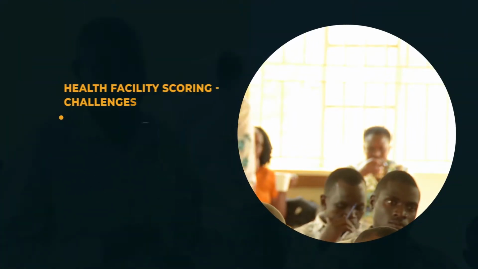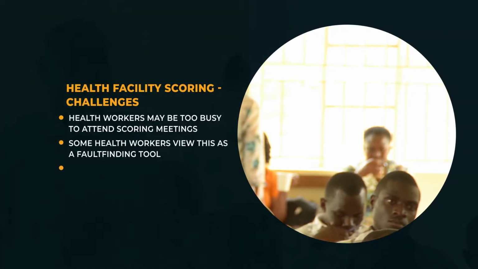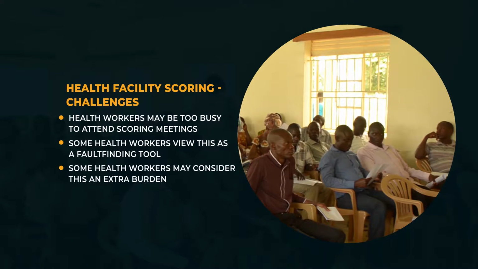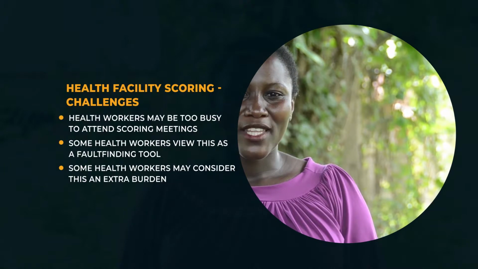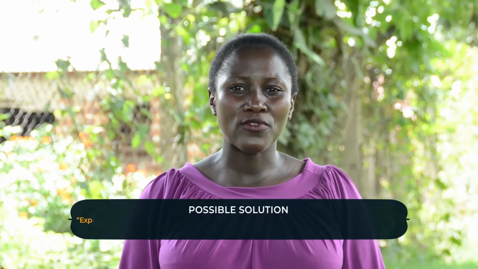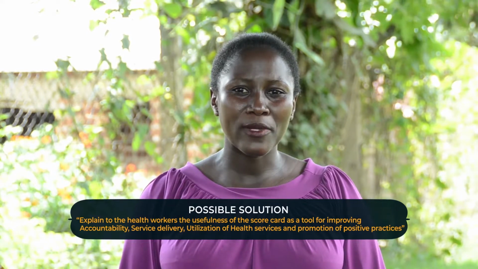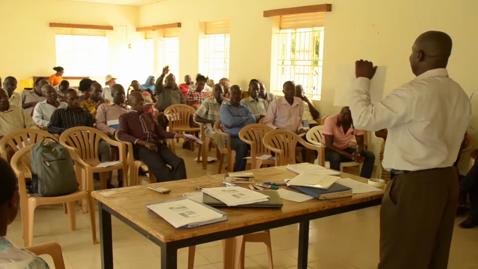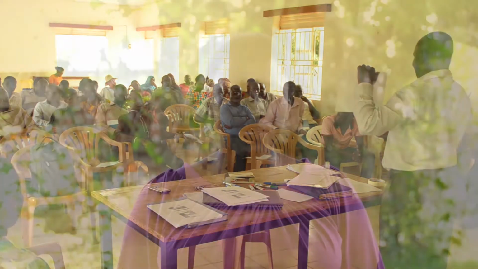Let's go to step number 2 and what challenges we might face, and that's health facility scoring. The health workers may be too busy to attend the scoring meetings, and some health workers view this as a fault-finding tool, while some health workers may consider it as an extra burden. So what could you do about that? You need to explain to the health workers that the usefulness of the scorecard is for improvement of accountability, service delivery, utilization, and promotion of positive practices. You also need to schedule the meetings during off-peak periods when the health workers are not very busy, and link the community scorecard implementation with other quality improvement efforts.